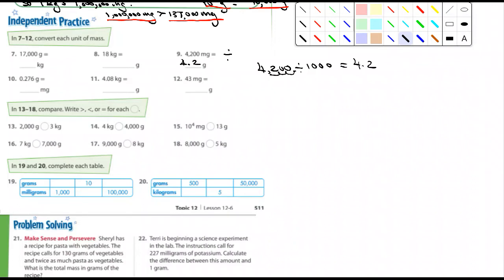How about number 15? Number 15 is 10 to the fourth. What's that equal? 10,000. It's 1 followed by 4 zeros. Is less than, equal to, or greater than 13 grams. Well, you need to convert the milligrams to grams. So in number 15, you're going to divide it by 1,000. I'll let you answer that one.